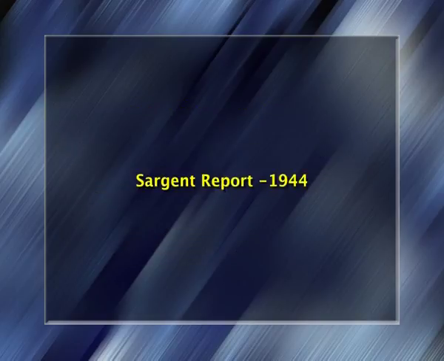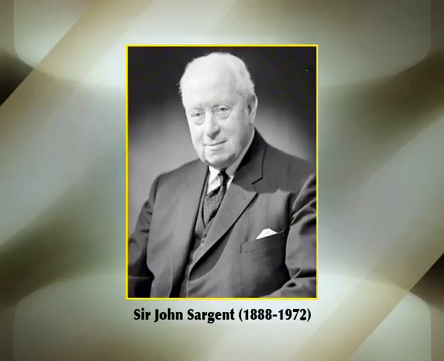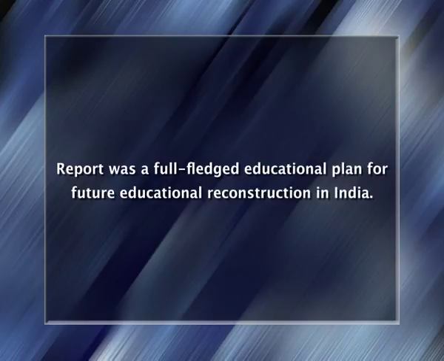Now, the Sargent report. As the British became hopeful of victory in the Second World War, it directed its attention to do something for the Indian people in the field of education. So it asked Sir John Sargent, the educational advisor to the Government of India, to prepare a comprehensive scheme of education for educational reform in India. This scheme has a historical importance as it was the first attempt to develop a national system of education in India. The report was a full-fledged educational plan for the future educational reconstruction in India.